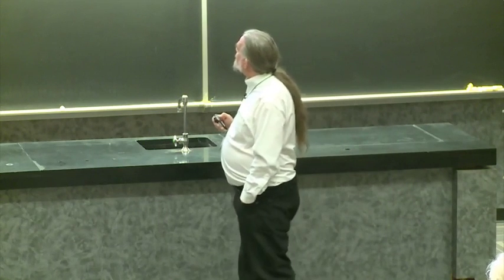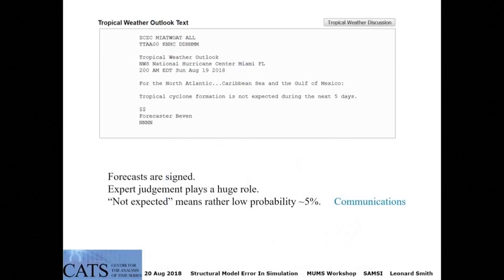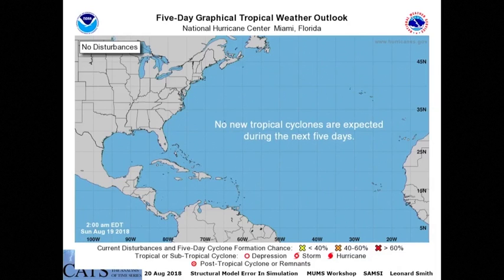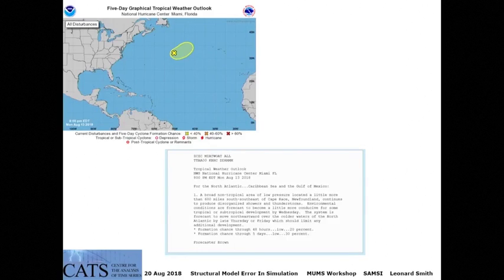Okay. Here are the hurricanes. This is live. This is online now, or was online. Nothing's happening. I'll just note that here, the forecaster, Bevan, actually signs the forecast. This is pretty short because nothing's happening. Oh, also, no new tropical cyclones are expected. That only means that the probability is less than, well, some people say 10% and some people say 5. But none doesn't mean none.